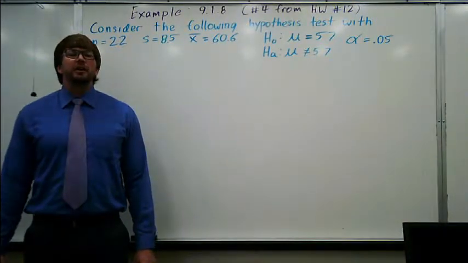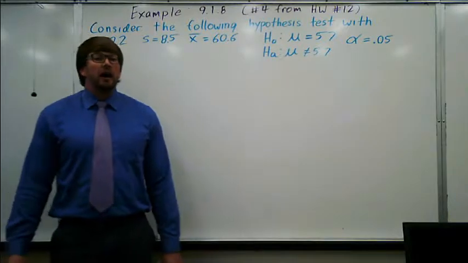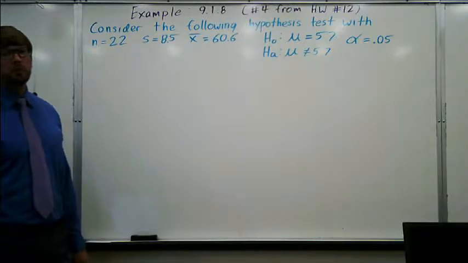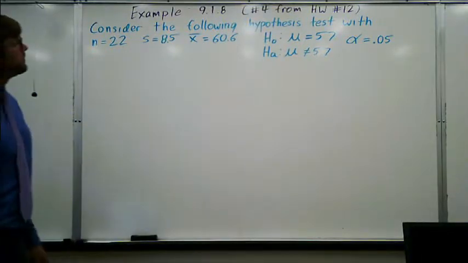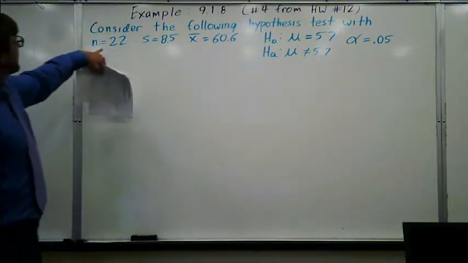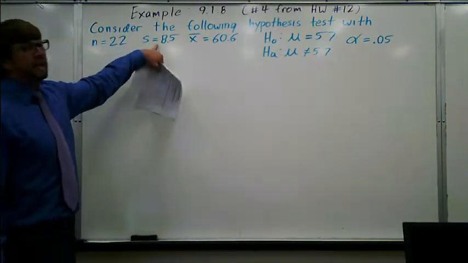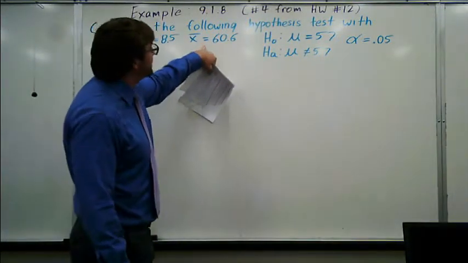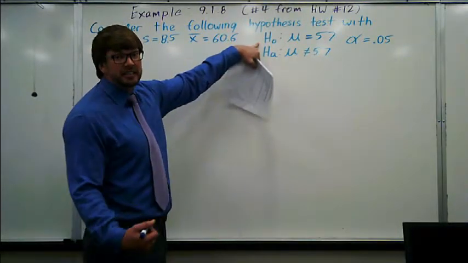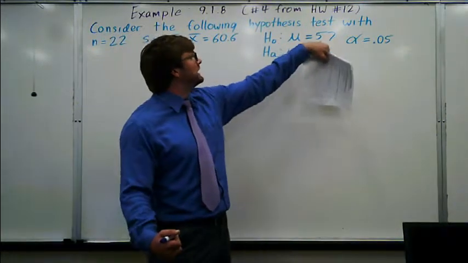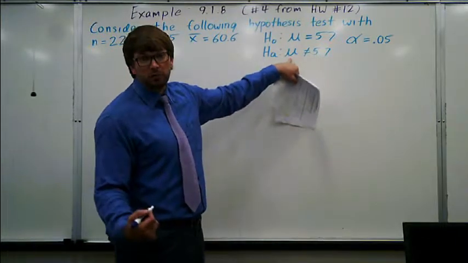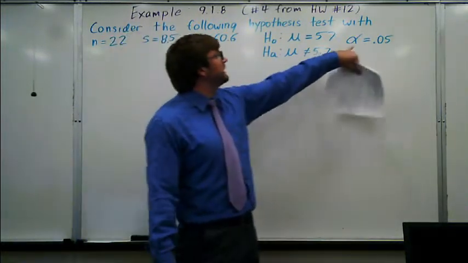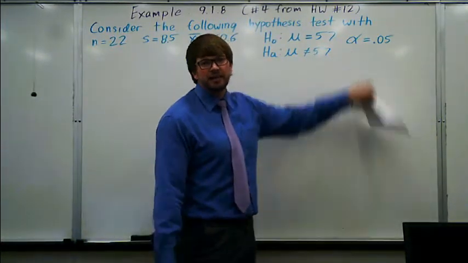Alrighty, let's go ahead and check out another example of hypothesis testing. We're going to check out now 9.1.8, which is number 4 from your 12th homework assignment. It reads, consider the following hypothesis test with a sample size of 22, a sample standard deviation of 8.5, a sample mean of 60.6, and then the hypothesis test we're asked to test is, the null is that the mean is equal to 57, and then of course the alternative would be that the mean is not equal to 57. And we're told to test this hypothesis at the 5% or 0.05 significance level.